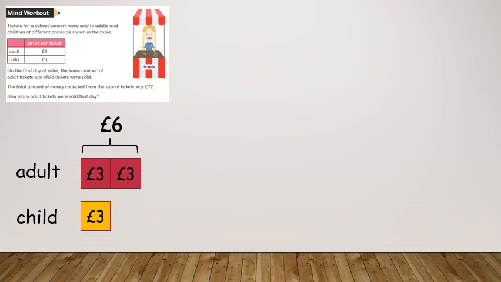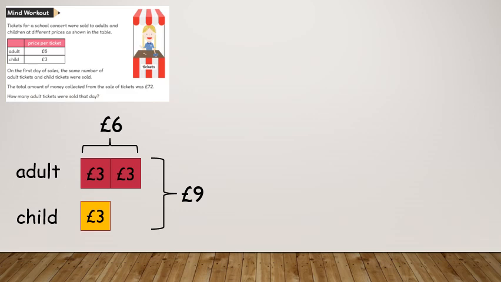Now I wonder if you can see why I've done the adult as two separate £3. Can you tell? That's right, because an adult ticket costs twice as much as a child ticket. So I've represented the adult ticket as costing two amounts of £3, which comes to a total of £6. So for every adult ticket and every child ticket, what is the cost? So we've got a £6 adult ticket and a £3 child ticket. So for every adult ticket and child ticket that's sold, we have a total of £9.